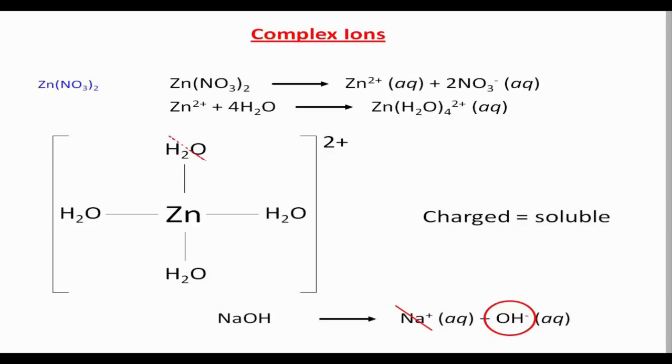When we add sodium hydroxide, the hydroxide ion may replace a water ligand, and in doing so change the charge on the complex ion. The first addition drops the charge to +1, the second addition drops the charge to 0, and this neutral point is important. Neutral complex ions are quite often insoluble and form a precipitate.